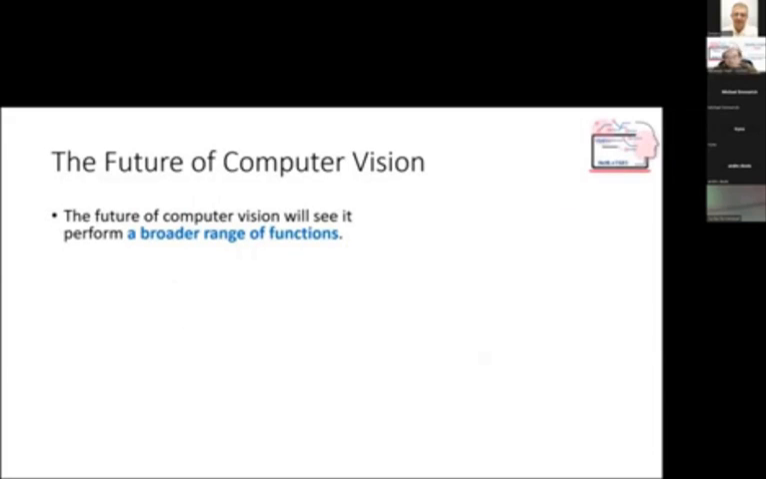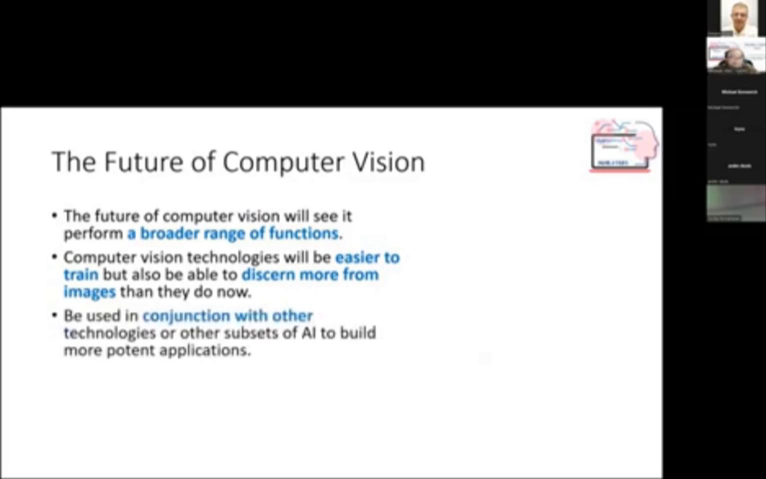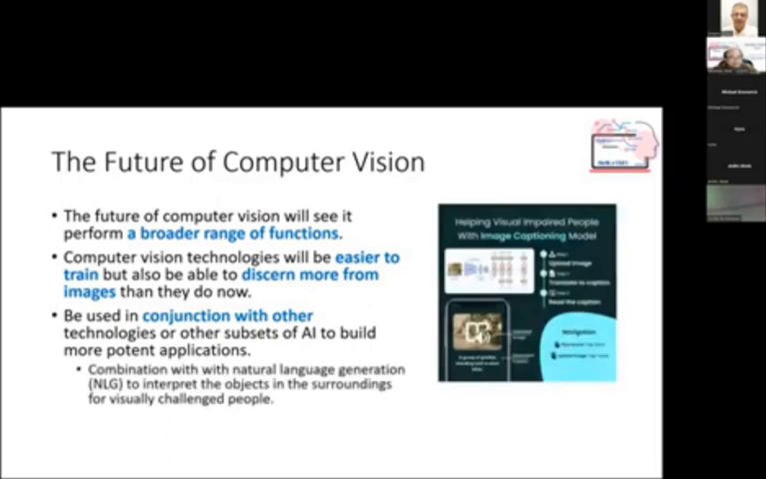Computer vision in the future will perform a broader range of functions. Not only will computer vision technology be easier to train, but it will also be able to discern more from images than it can now. This can also be used in conjunction with other technologies or other subsets of AI to build more potent applications. For instance, image captioning applications can be combined with natural language generation to interpret the objects in the surroundings for visually challenged people.